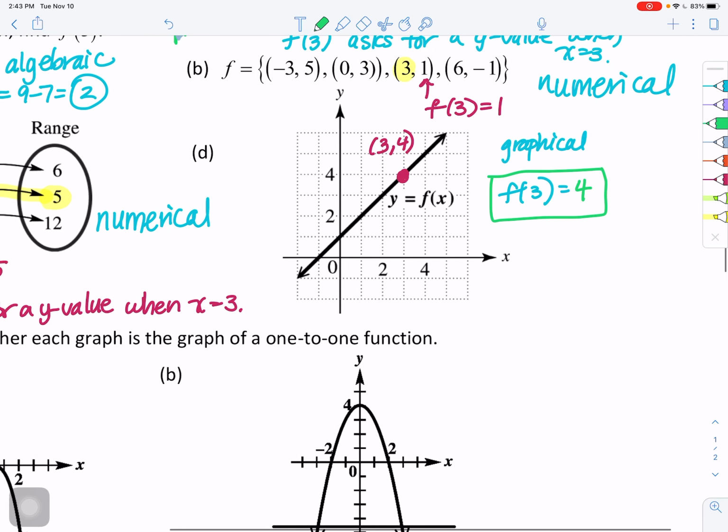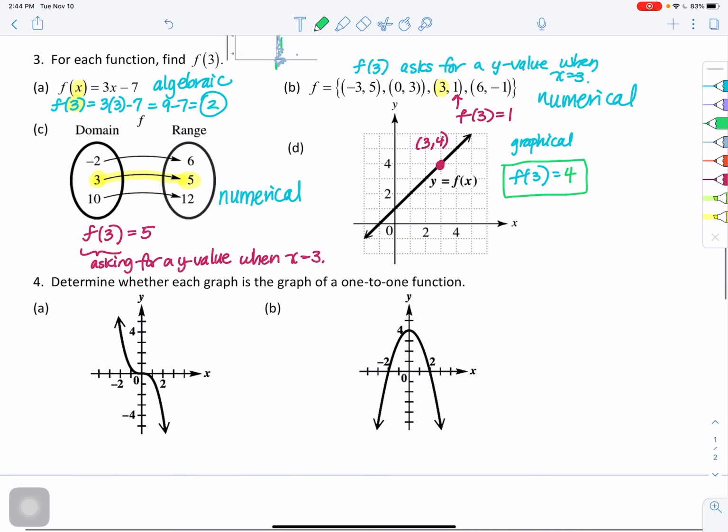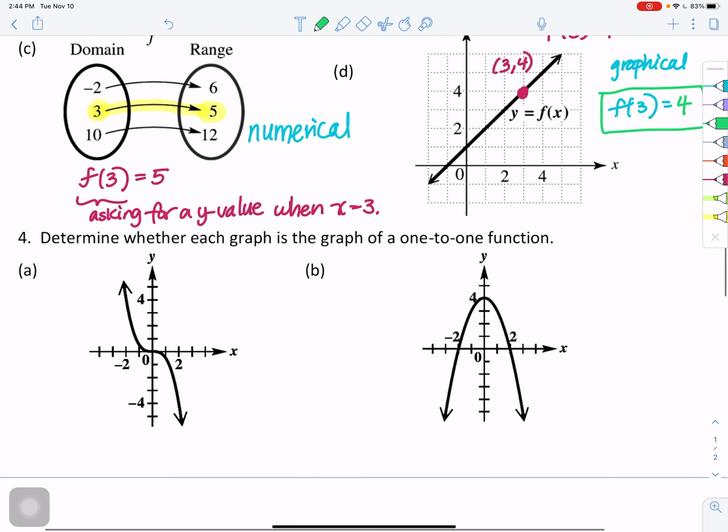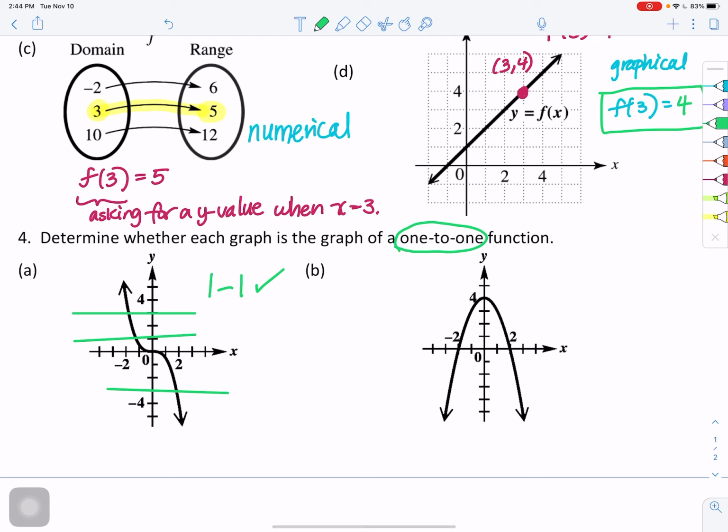Okay, we will end this lesson with determining whether each graph is the graph of a one-to-one function. Now, these are all functions. They all pass the vertical line test. That's not the issue here. They are already functions, but we want to know, are they a special function? Are they one-to-one? So we talked about that a one-to-one function, any horizontal line that you draw, can only hit the graph one time. And that happens in A. So we have a one-to-one function.